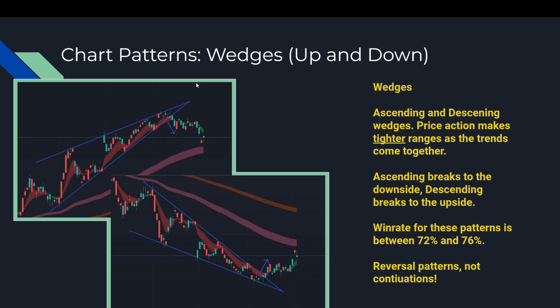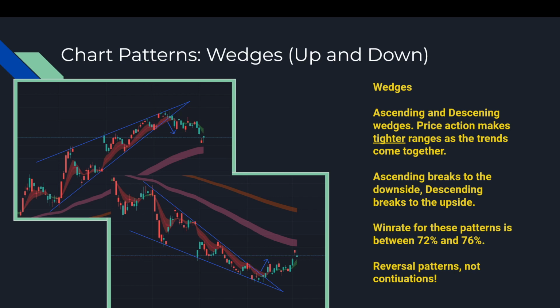So the descending and ascending wedges, these come to a point rather than broadening. So they're the inverse of the broadening wedge. They have a large or a higher range at the beginning, and then it gets tighter and tighter and tighter. Ascending breaks to the downside, descending breaks to the upside. Win rate for these is about 72 to 76% because they are a little bit more well-known than the broadening wedges. These are also reversal patterns, not continuations.